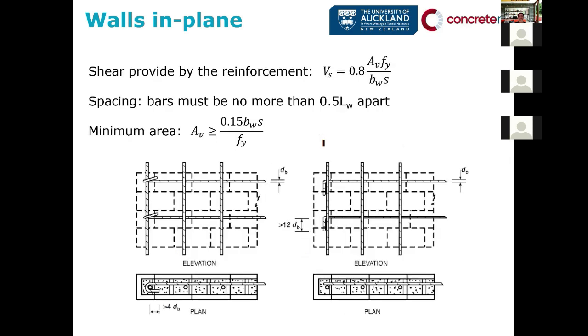And finally, the shear provided by the reinforcement. This is very similar to normal concrete, cast in situ or precast concrete. 80% of the area of the steel times the yield strength of the steel, divided by the width times the spacing. We have a minimum area of steel that we have to comply with, and a maximum spacing, half the width of the wall. But this is relatively simple, similar to what you guys might be used to.